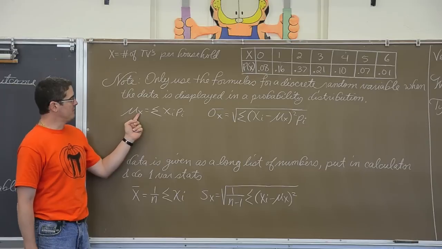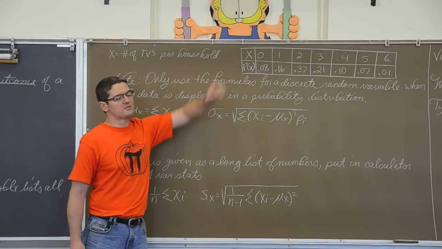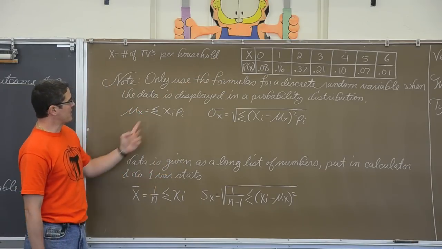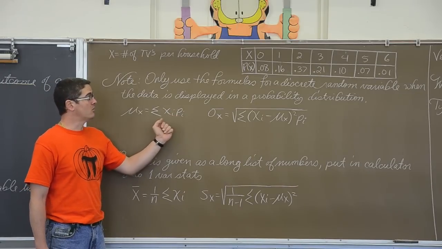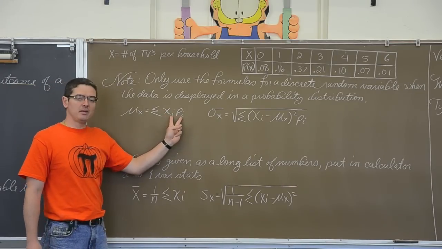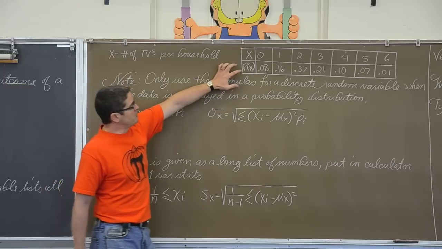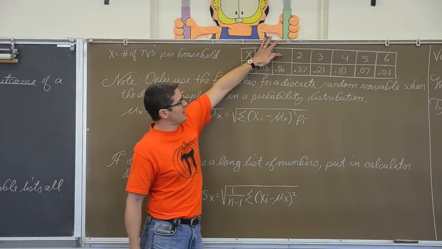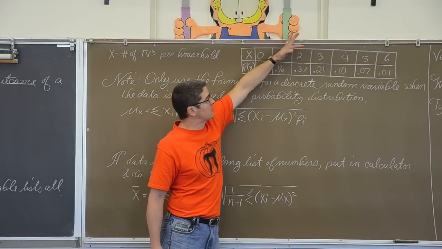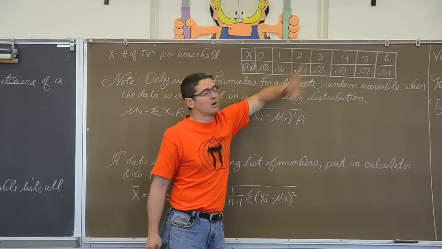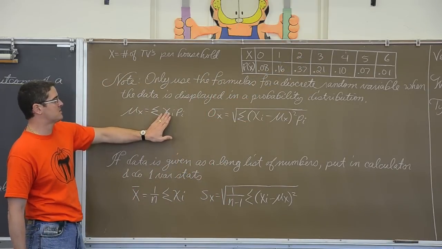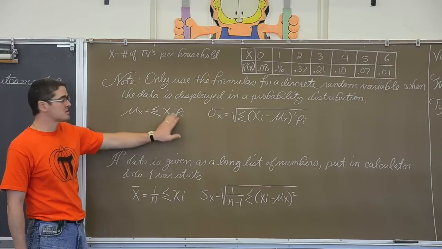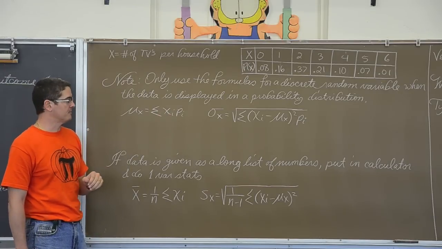It says that the mean of x, so this would be the mean number of TVs in a household, is found by taking the sum of x sub i times p sub i. These subscripts just mean where you are on the list: x sub 1, p sub 1, x sub 2, p sub 2, x sub 3, p sub 3, x sub 4, p sub 4, and so on. So you're just going to take the individual outcomes, the individual probabilities, and add all those together.